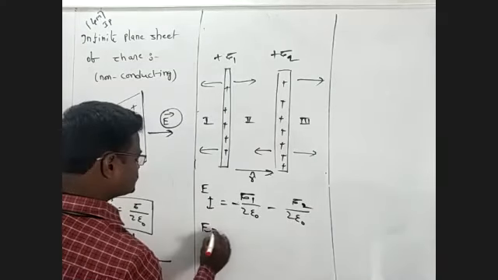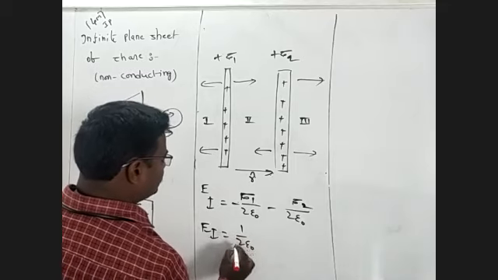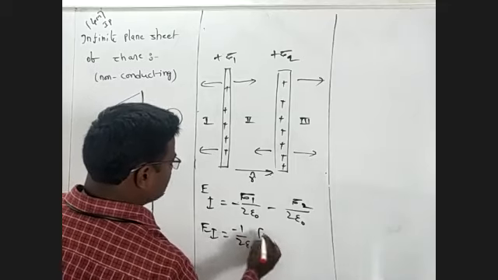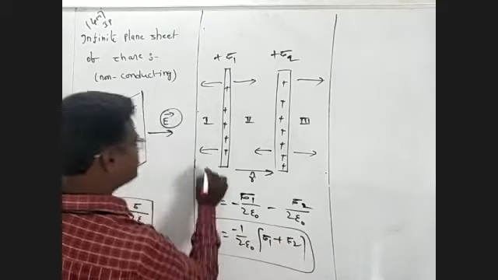This is E1 equal to, and which one is common? 1 by 2 epsilon naught is common, and minus common, sigma 1 plus sigma 2. This is your answer. This is minus.